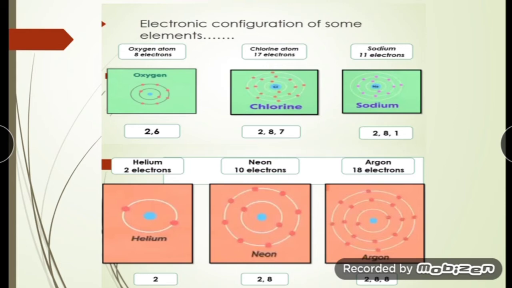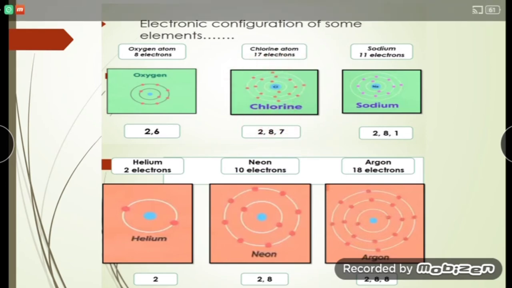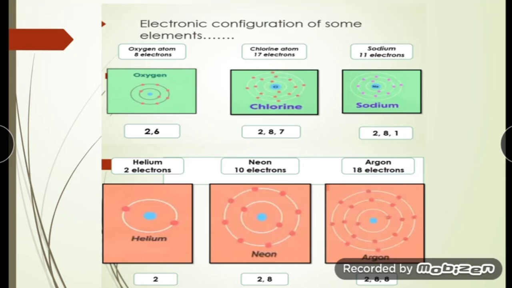Here in the oxygen atom, we can see 6 electrons in the outermost orbit. That means we are observing only the last shell, that is the outermost shell of the atoms. Chlorine contains 7 electrons in the outermost orbit. Sodium contains 1 electron in the outermost orbit. The helium atom contains 2 electrons. Neon as well as argon contain 8 electrons in the outermost orbit.